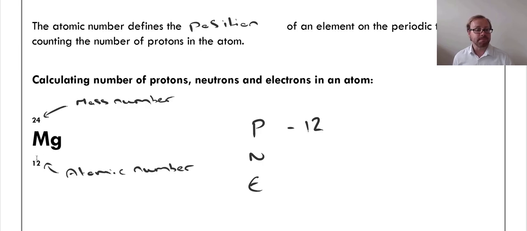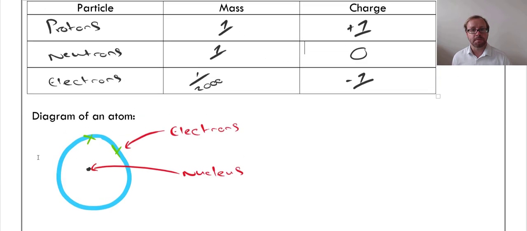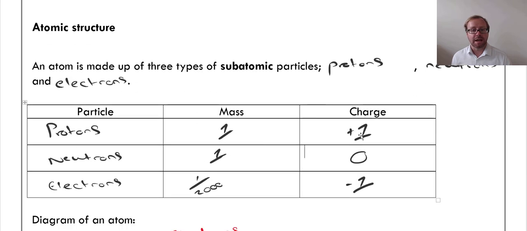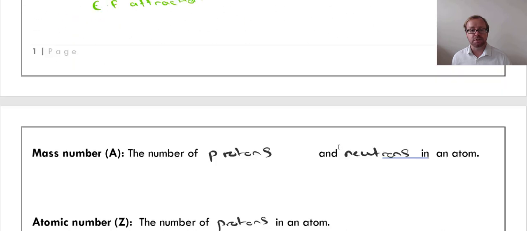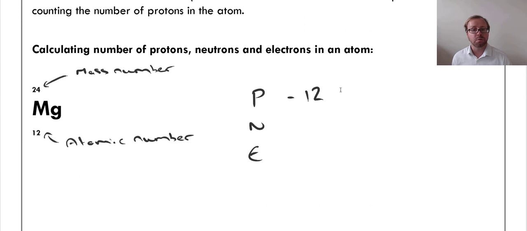Now this atom is also neutral, it doesn't have a charge. And we know previously from our table, we go up, that our protons have a charge of +1. So that means we have a charge of +12. To make it neutral, it must mean that we have 12 electrons to cancel out that charge. +12 minus 12 equals 0. Therefore we know our number of protons and we know our number of electrons.